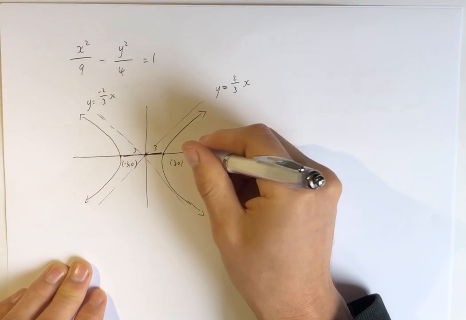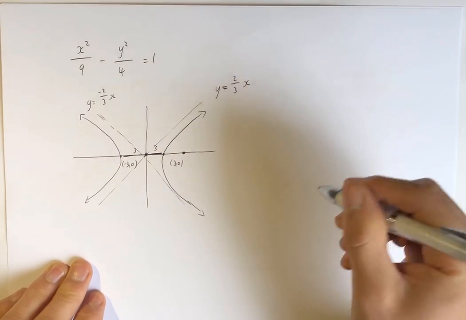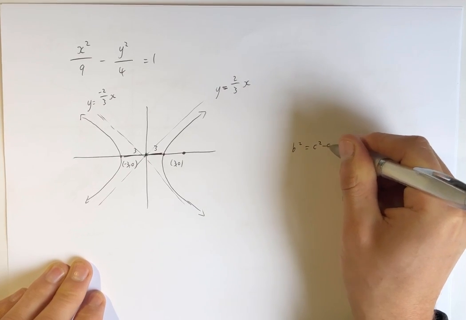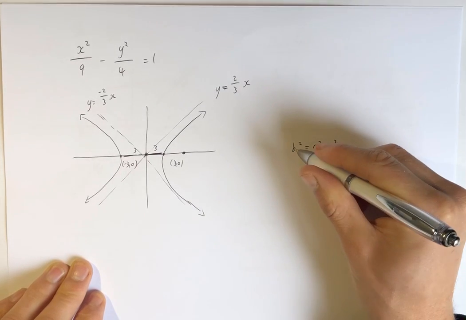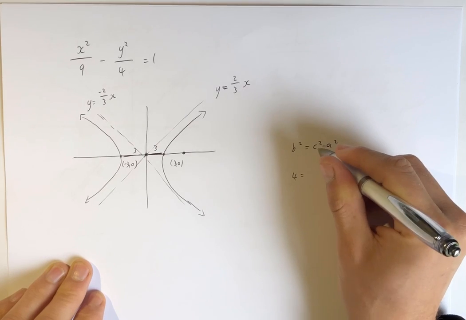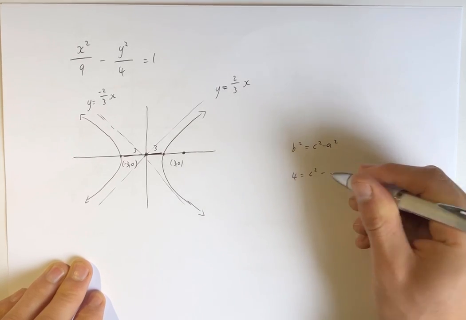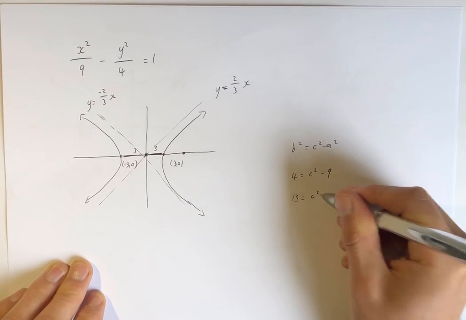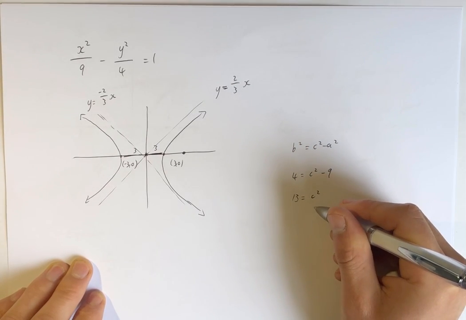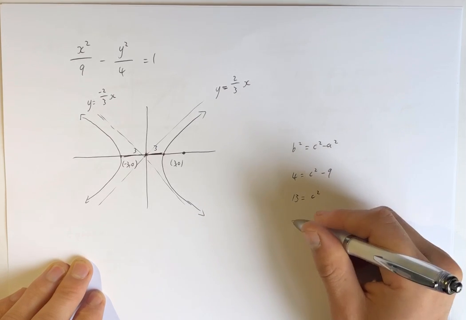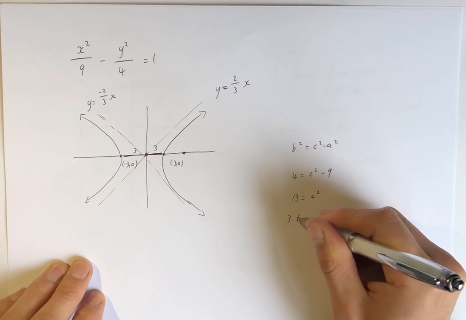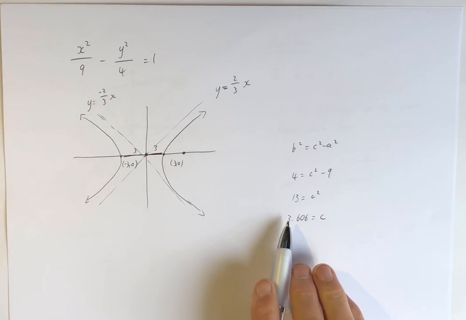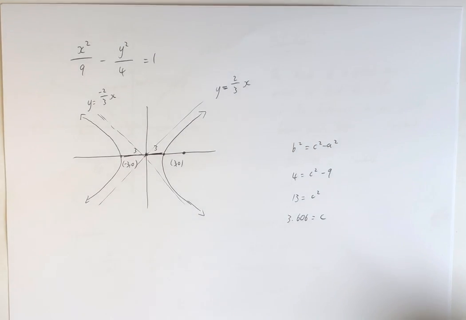Now the only other thing we want is our focal points, and so we know that b squared is c squared minus a squared, so that's going to be 4 is equal to c squared minus 9. So we'll add the 9, 13 is c squared, and so c is the square root of 13, 3.606. Makes sense to be a wee bit more than 3.